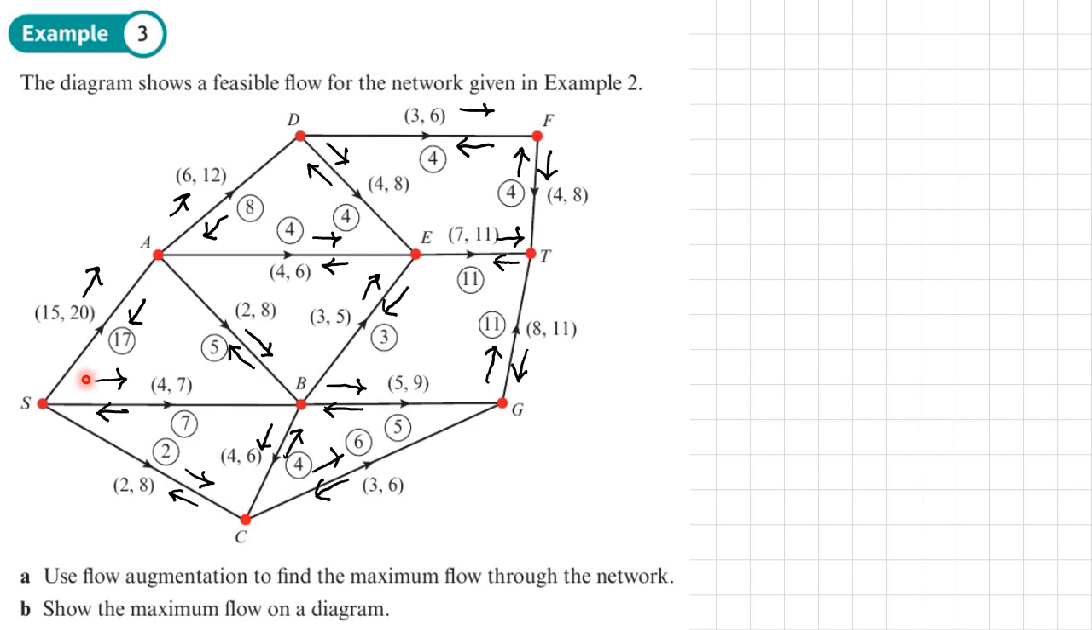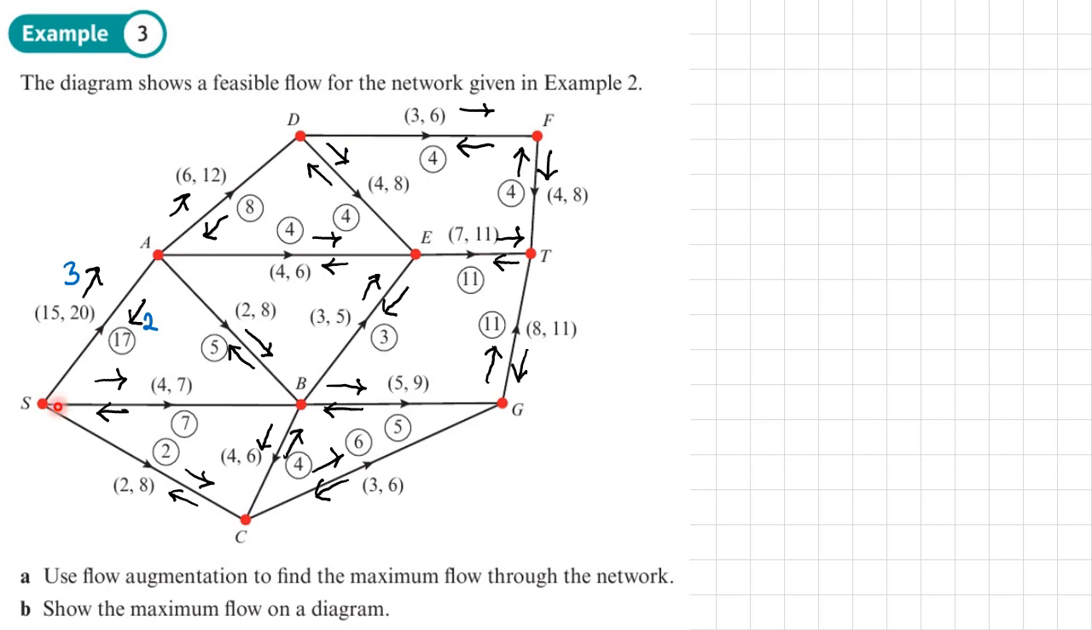So if I were to start, let's say for example, with arc SA, it's currently got a flow of 17. I can increase it up to 20, so that can be increased by 3. And in the previous section we could say this could be decreased by 17 down to 0, but this can only be reduced down to 15, so it can be reduced by 2.